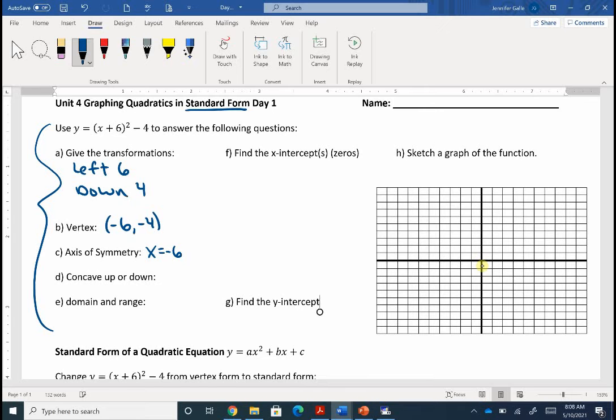There's no reflection, so you're going to open up. Since you open up, your range is greater than or equal to, and it's the y value at the vertex. So check out those pieces. Make sure those are okay.